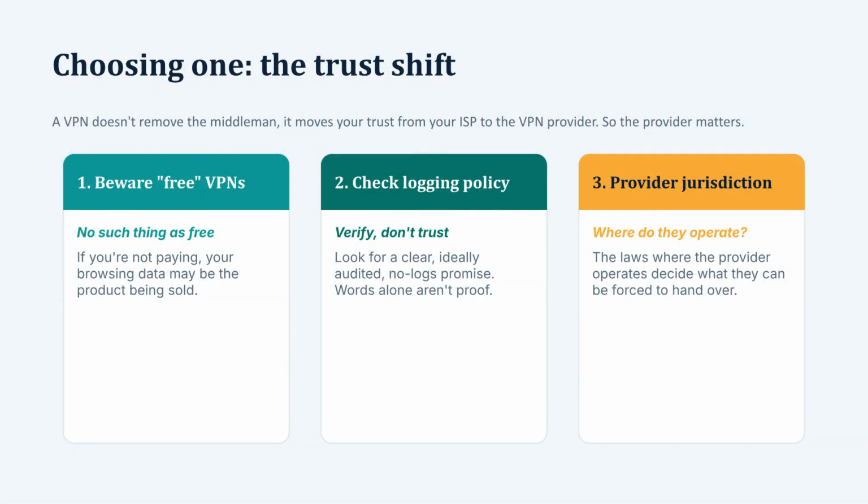A critical consideration when selecting a VPN is that it does not eliminate the intermediary. Rather, it transfers trust from the internet service provider to the VPN provider. Therefore, it is essential to evaluate providers carefully. Exercise caution with free VPN services, as user data may be monetized. Seek providers with a transparent, preferably independently audited, no logs policy. Additionally, review the provider's jurisdiction, as local laws determine the extent of information that may be disclosed to authorities.